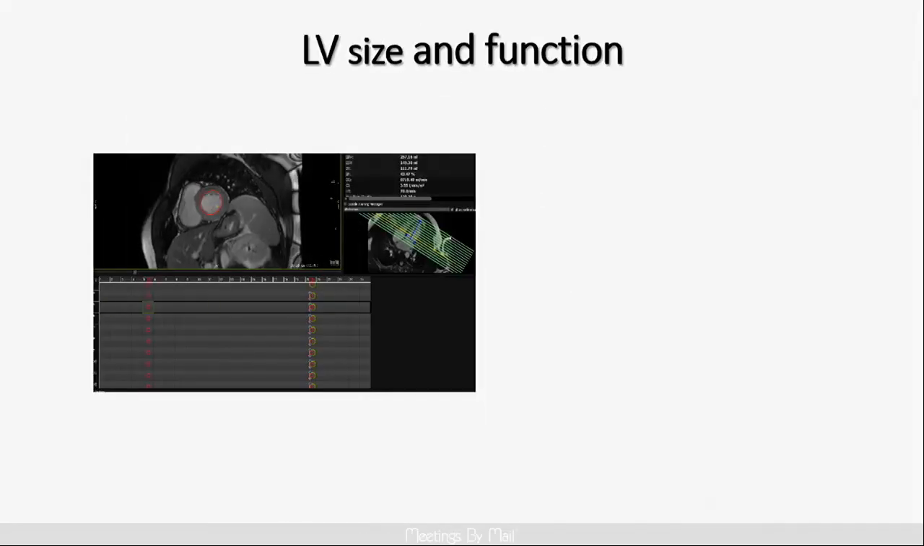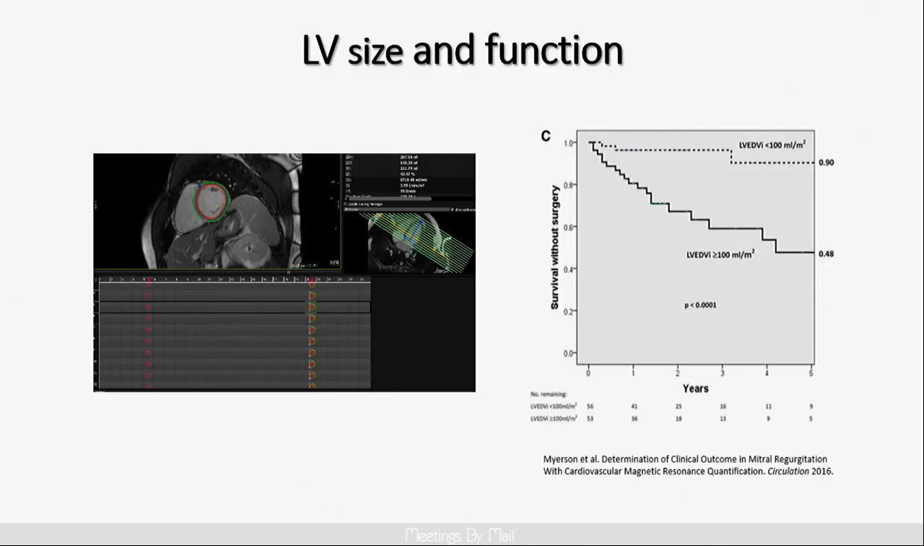So MRI is excellent, as we said, for the LV size and function. You can see the endocardial borders, measure the LV end-diastolic volume, LV end-systolic volume, and get an accurate EF. And this has been shown to have an excellent predictive value, especially when the ventricle dilates beyond 100 cc per meter square, which has been associated with worse prognosis.